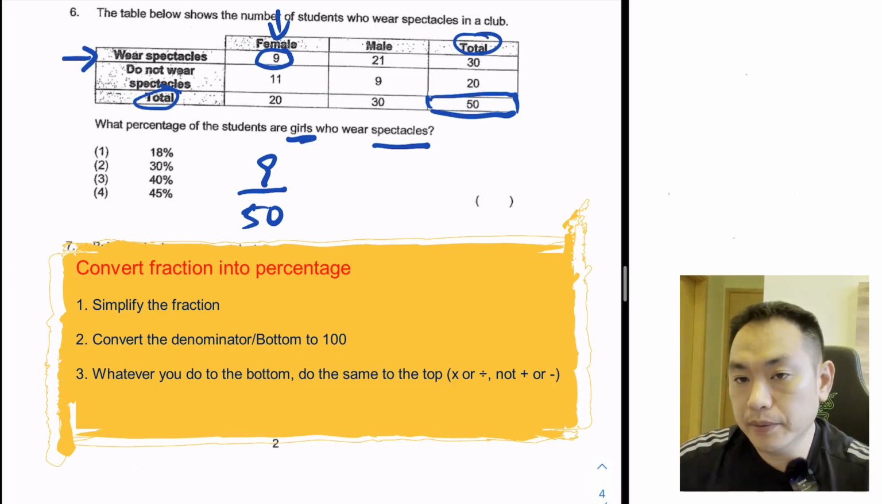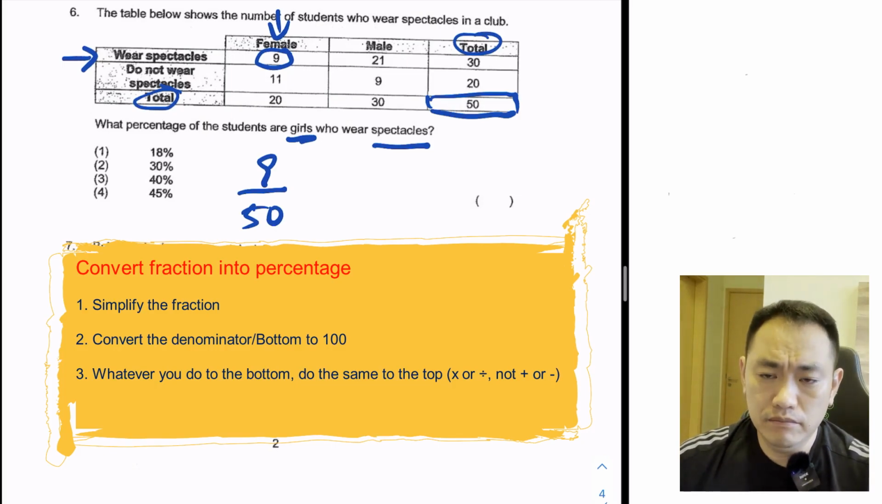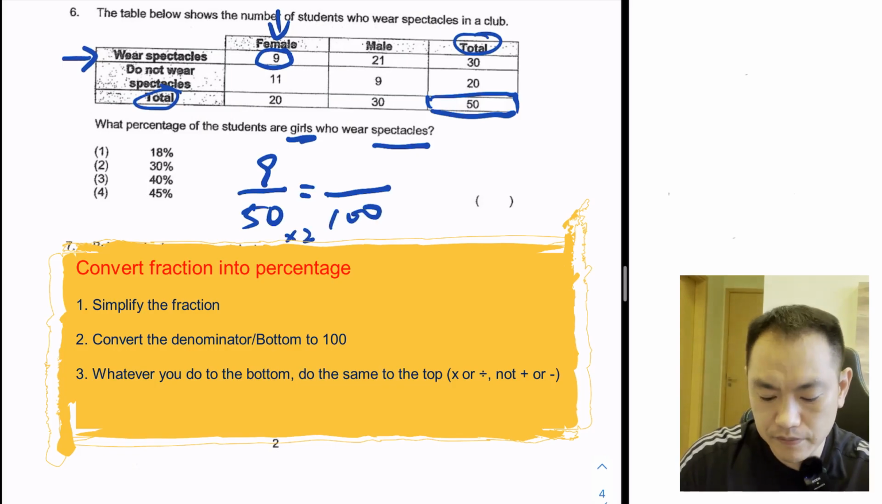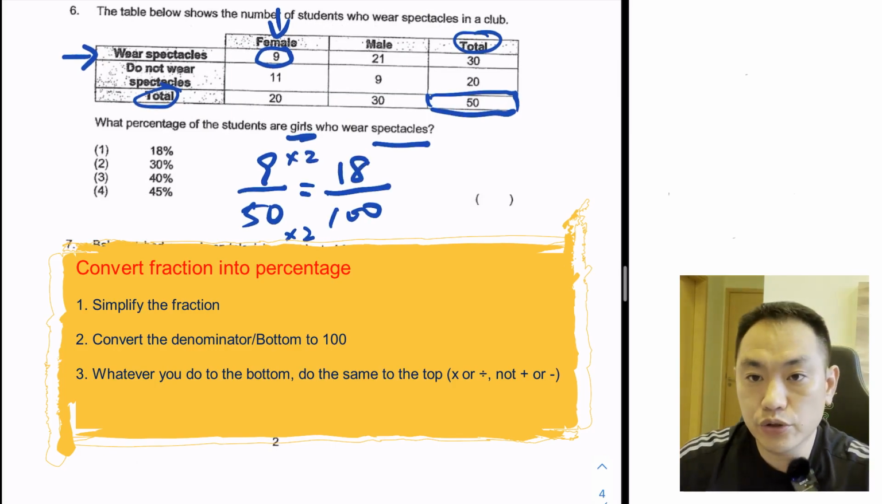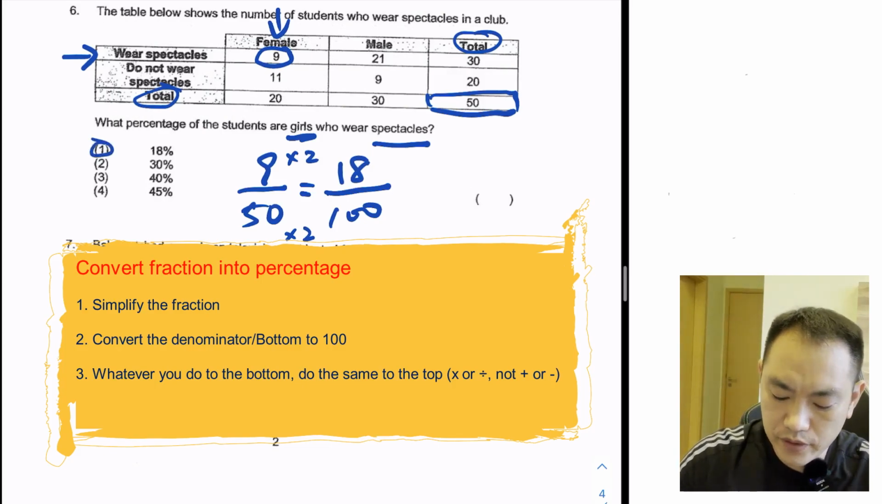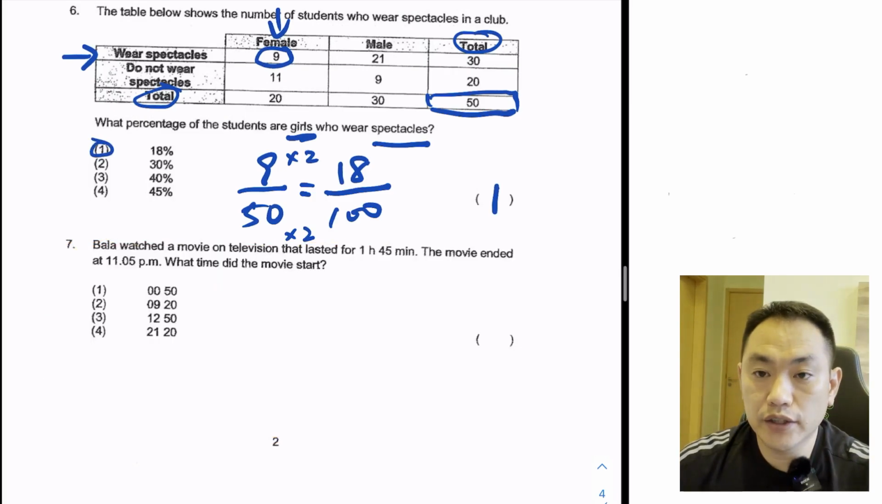So when you want to calculate the percentage, especially for a fraction, basically what you need to do is take the denominator and convert the fraction by changing the denominator to 100. Then you will be able to use the number on the top as the percentage. So if we try to change the fraction from 50 to 100, basically you times 2 at the bottom. So you do the same, you times 2 at the top. So 9 times 2 will equal 18, which means the percentage is 18%. So the answer is 1. Let's move to the next question.